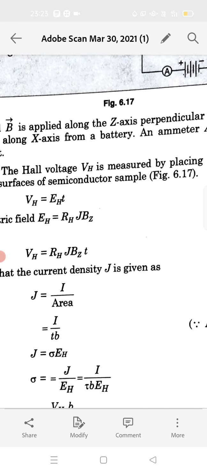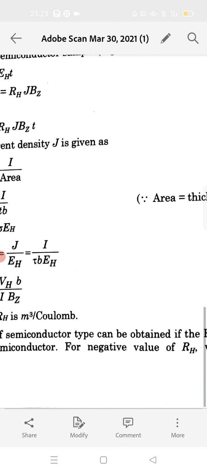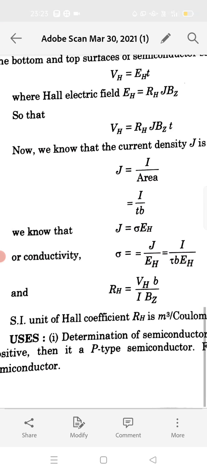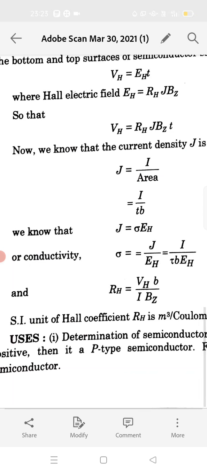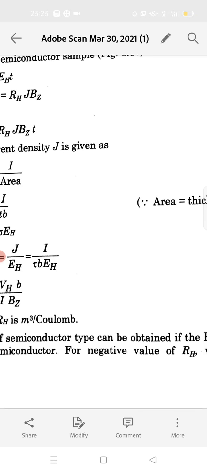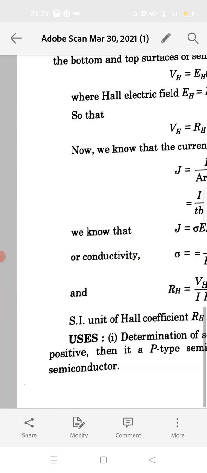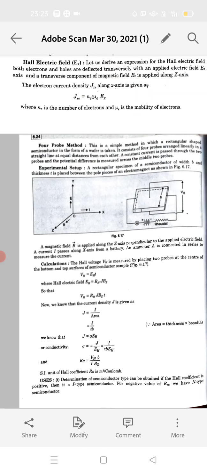It is used to explain the determination of semiconductor type. It can be obtained by the Hall coefficient: if it is positive, then that is called a p-type semiconductor, whereas if the value of RH is negative, then it is called an n-type semiconductor.